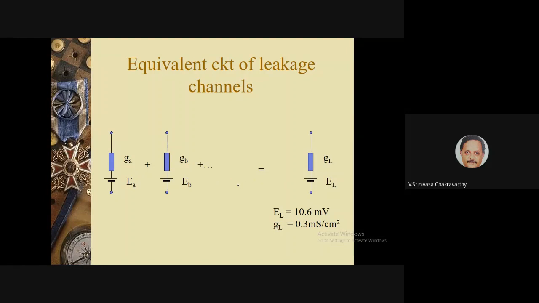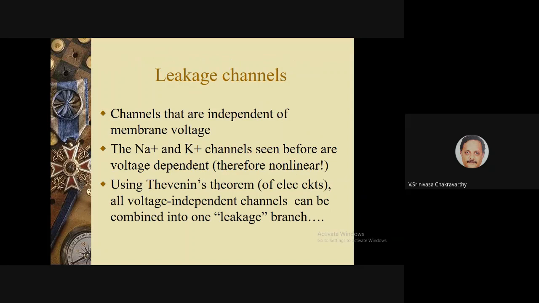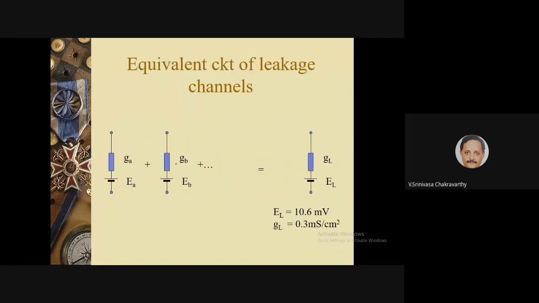Now, the beauty is I don't have to represent all of them independently. I can just combine them and come up with a net equivalent of all those channels, because from electrical engineering we have a very nice theorem called Thevenin's theorem, which says that if I have a bunch of these passive electrical elements, I can combine them into an equivalent circuit consisting of a resistance and a battery, or a conductance and a battery, both are the same, right? With that theorem, I'll assume that all the leakage channels can be combined into one branch, which has a certain Nernst potential and certain conductance.